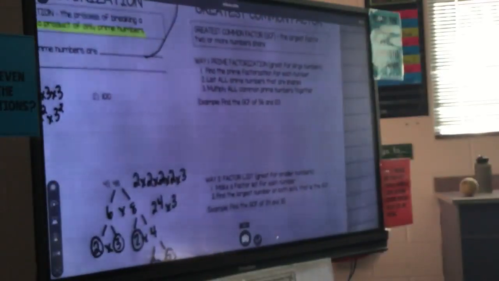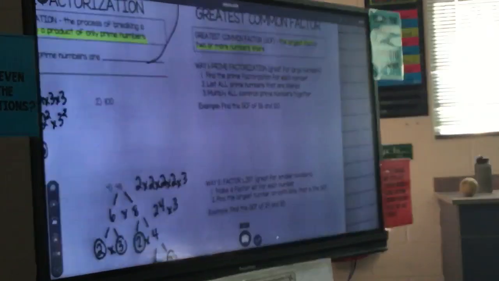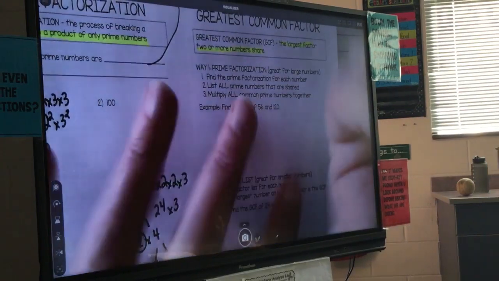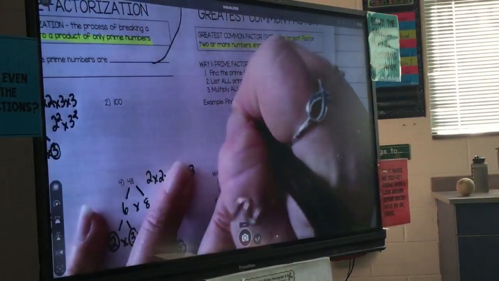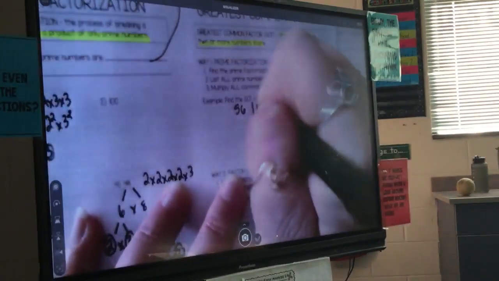All right, so greatest common factor is the largest factor two or more numbers share. Now, they talk about doing it using prime factorization. I don't do it that way. If you want to do it that way, you are more than welcome to. I don't. So I want you to find the GCF of 56 and 120.